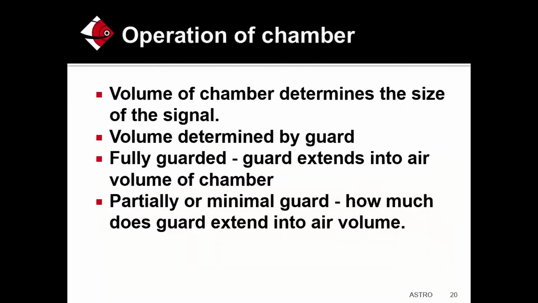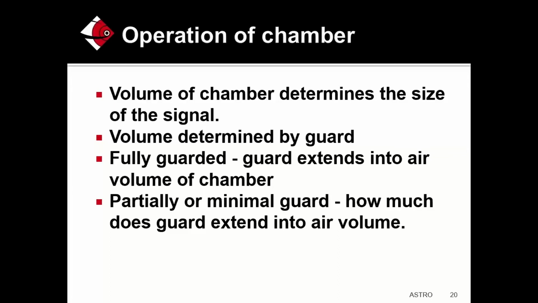The volume of the chamber determines the size of the signal, and the volume obviously is determined by the guard. You want a fully guarded chamber where the guard extends into the air volume of the chamber. Some of the old chambers are partially or minimally guarded, and basically the whole question here is how much does the guard extend into the volume?